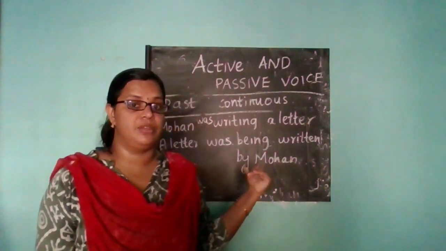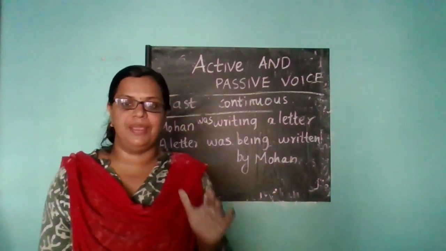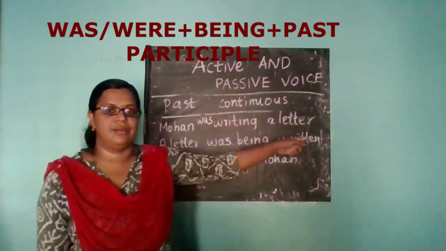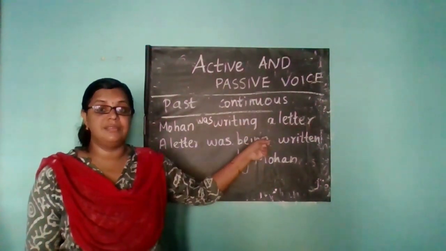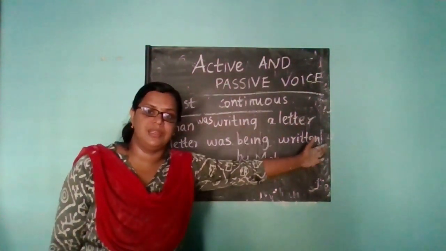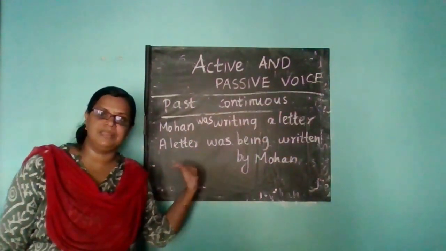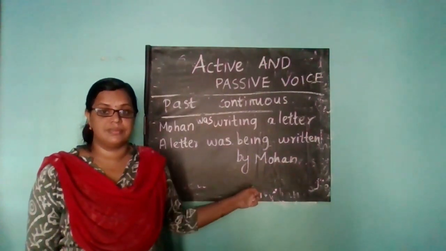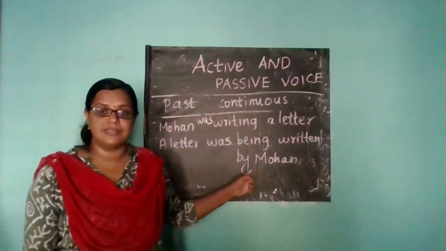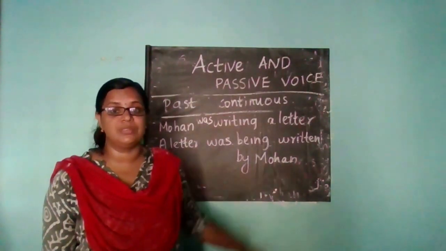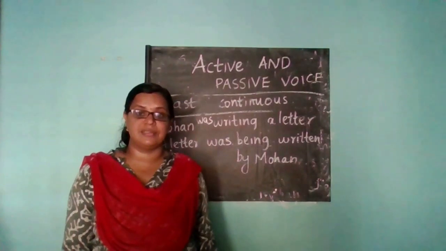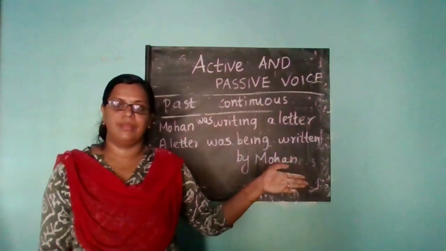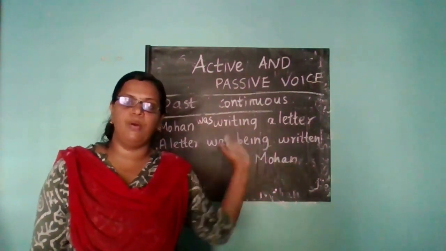If the verb is in past continuous, you can use was or were plus being plus V3. Okay, see the same example. Mohan was writing a letter. Here was writing. Past continuous. Okay, pick out the object and keep that object in the subject place. A letter. If the subject is singular, you can use was. A letter was being. Don't forget to use this keyword in continuous tense. Okay, a letter was being, then V3 form. A letter was being written by Mohan.